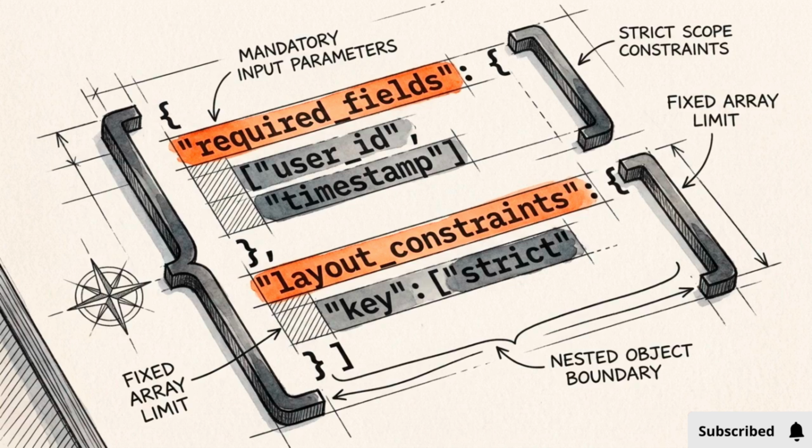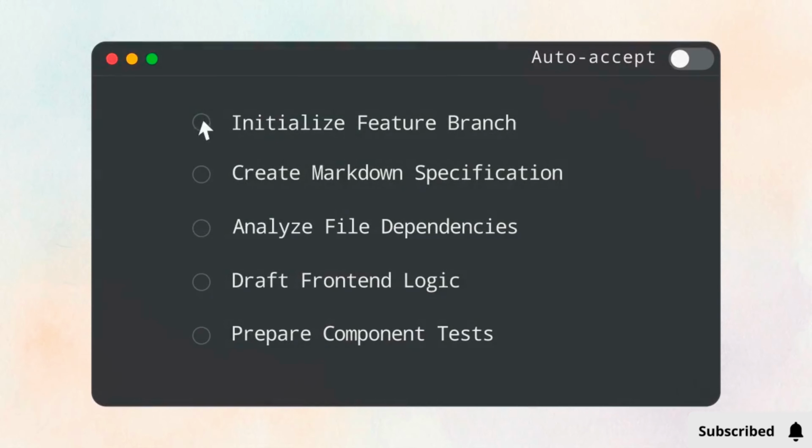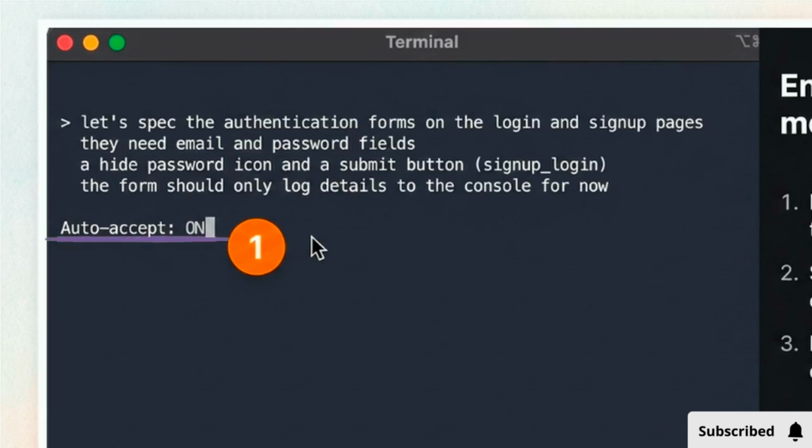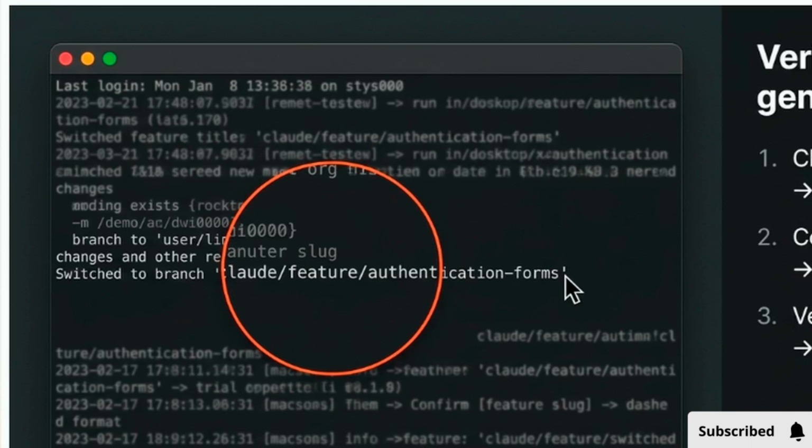Providing these constraints upfront restricts the model to a specific scope, ensuring the generated files align with the intended feature set. Once the instructions are finalized, we can speed up the workflow by removing the need for manual approval at every step. By enabling auto-accept, the tool can execute its file generation steps without pausing for confirmation. The system automatically safeguards the existing project by creating a dedicated feature branch for the new work.